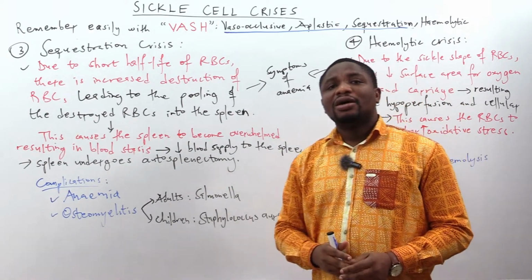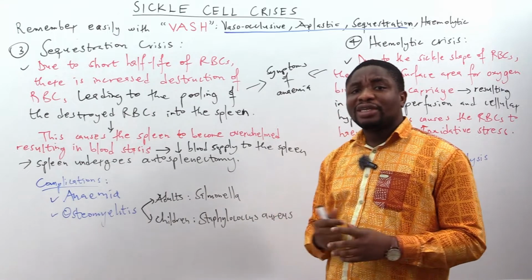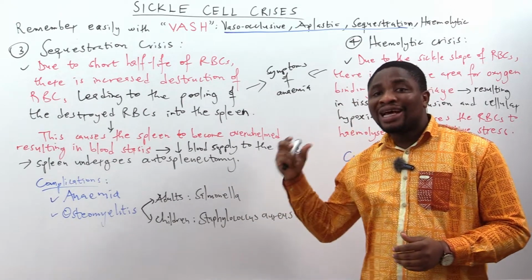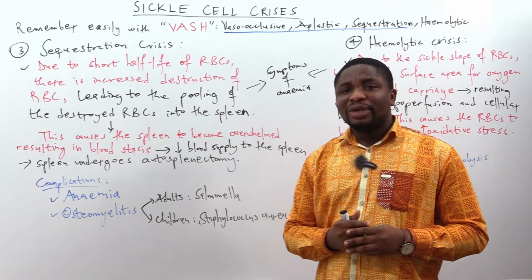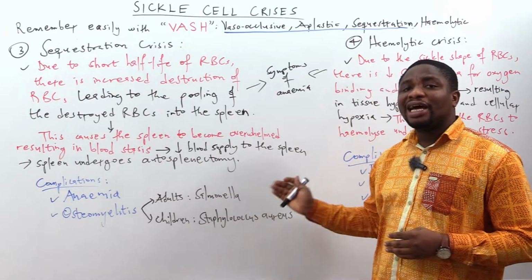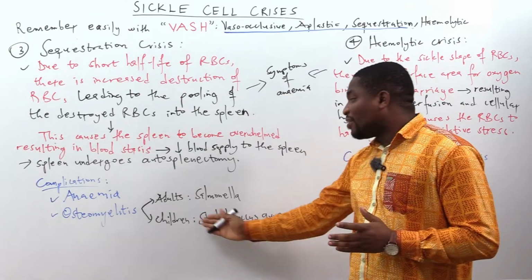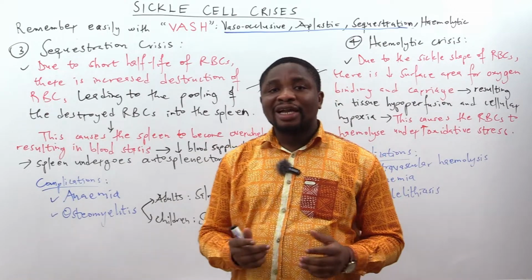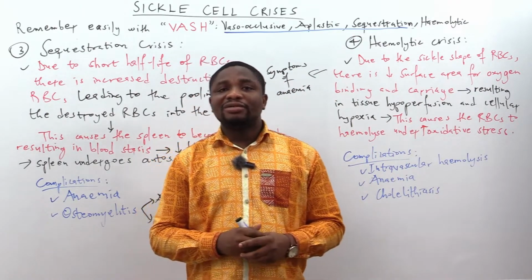Then again, osteomyelitis, coming from the point of infections. And for the osteomyelitis, the organisms involved are different in adults and children. In adults, you have Salmonella, and in children, you have Staphylococcus aureus. Let's now talk finally about the hemolytic crisis.